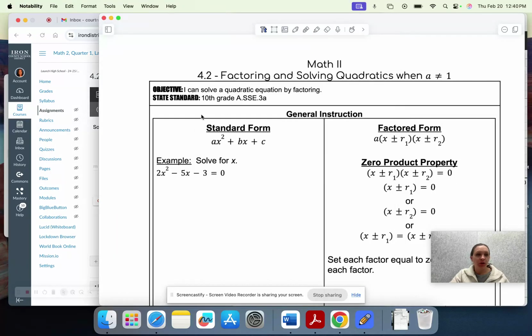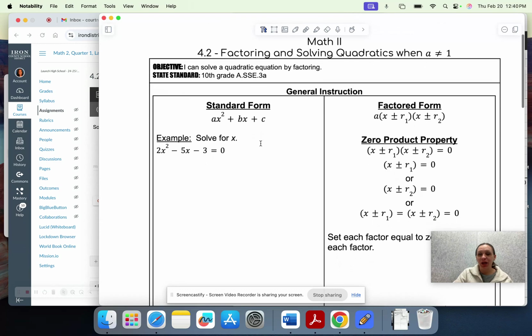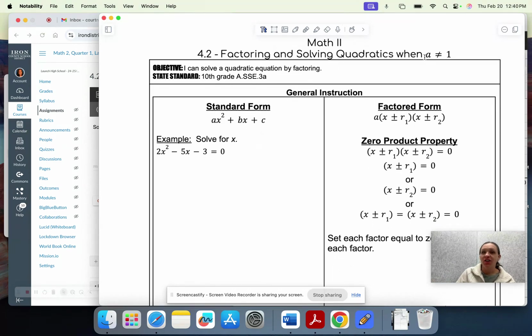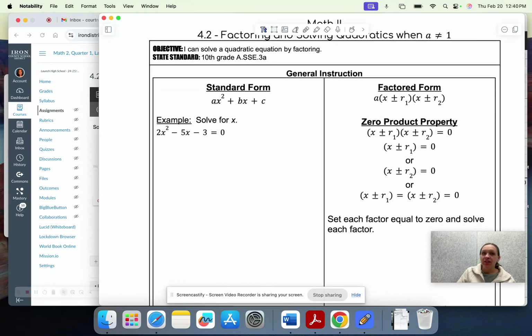Okay, we are starting 4.2. That was the first one on the self-check, but let's go over what it is first. So now we're factoring and solving when a does not equal 1. We did this in the last module. We're getting it down to factored form, so we can use the zero product property and solve each factor.